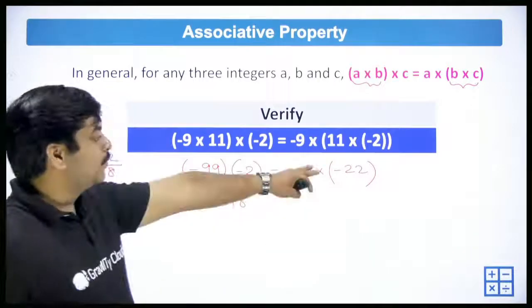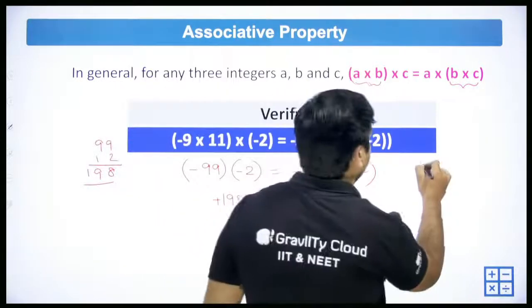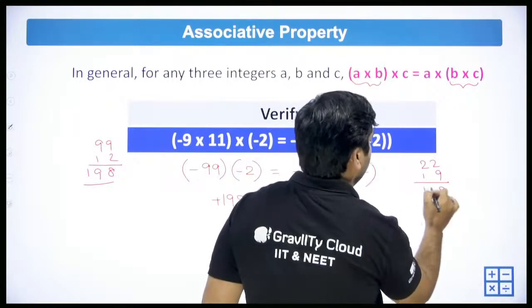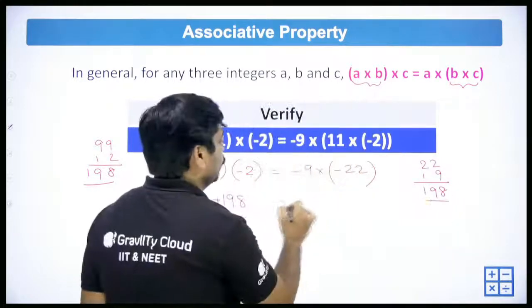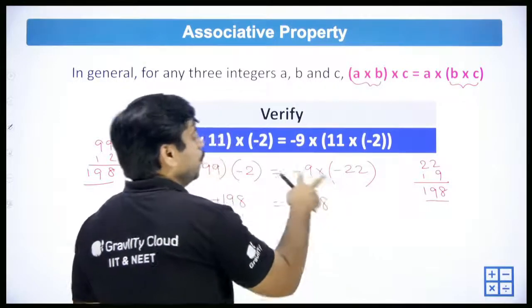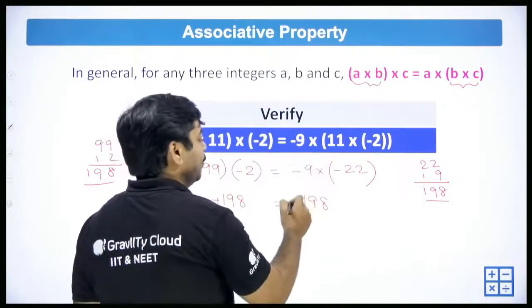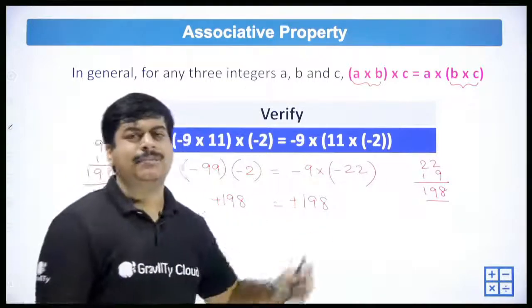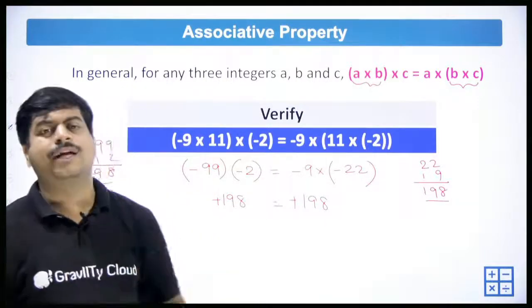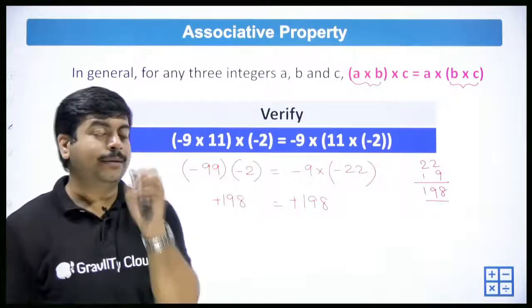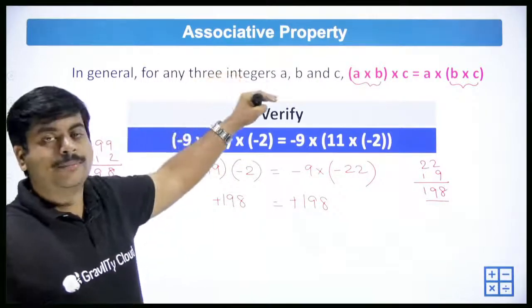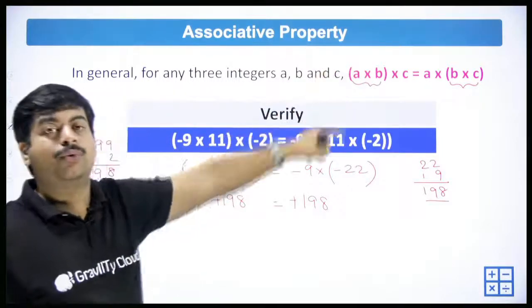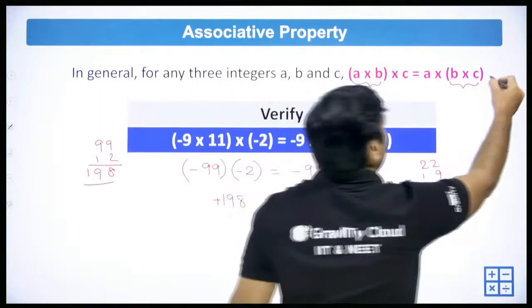And this one, 22 into 9: 9 twos are 18 and 1 is 19. Yes, so this is also equal to 198, with negative into negative again positive. So these two are equal. Not only this one, you can take any numbers, positive, negative, zeros, every integer. So in the associative property, multiplication is valid. That means that relation is correct. It is true. We can multiply in any order.